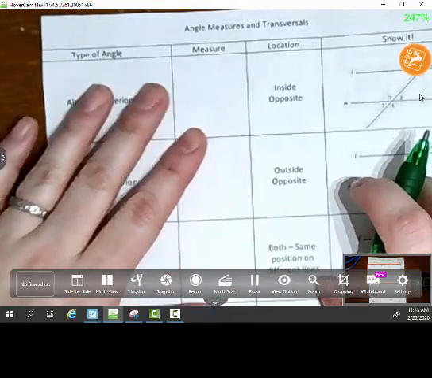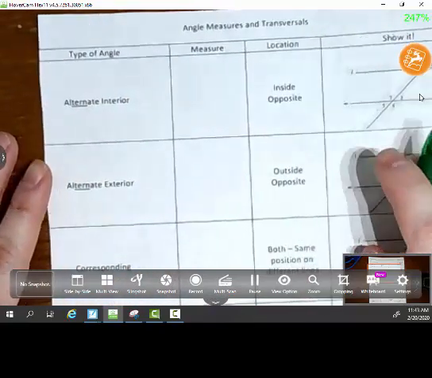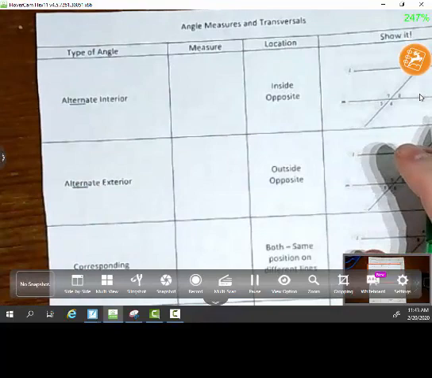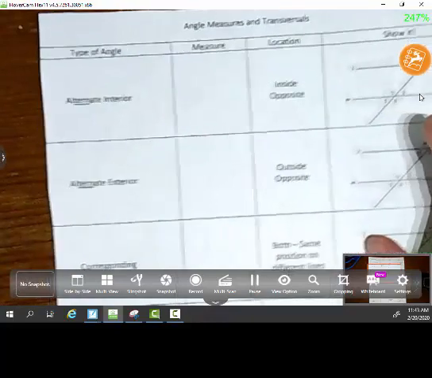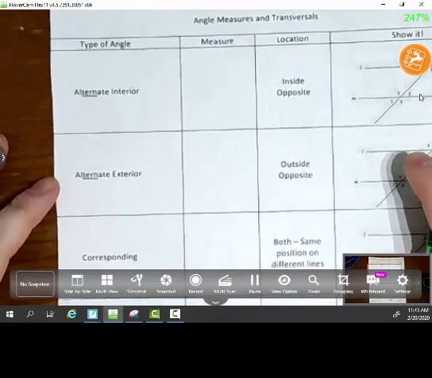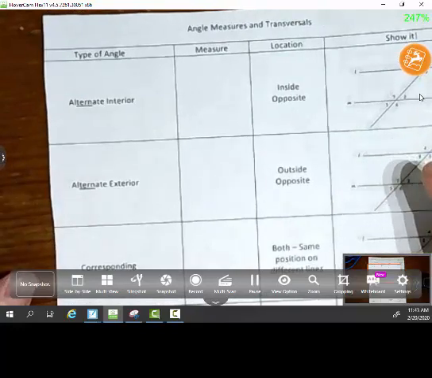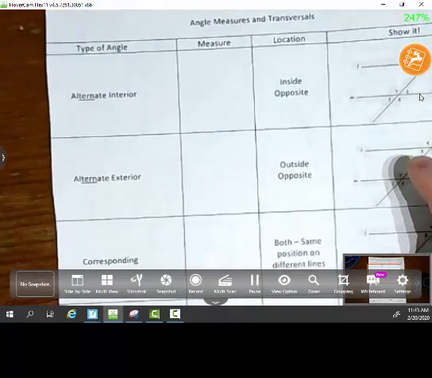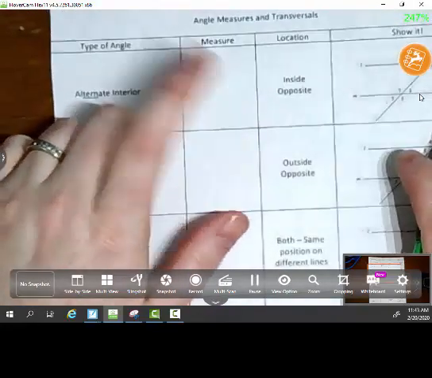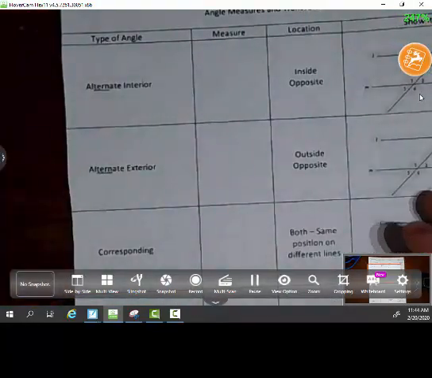Alright, so who remembers what it means to be supplementary? It's one of the vocab words that we wrote down. Supplementary. So interior? No, supplementary. What does it mean to be supplementary? Adds up to something. What's it add up to? 180. Alright. So if they're congruent, they're equal. If they're supplementary, they add to 180. You got that? Congruent, equal, supplementary, add to 180.